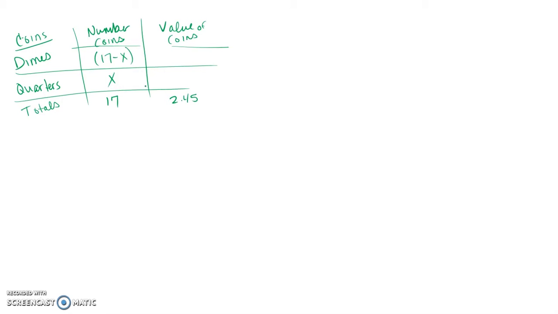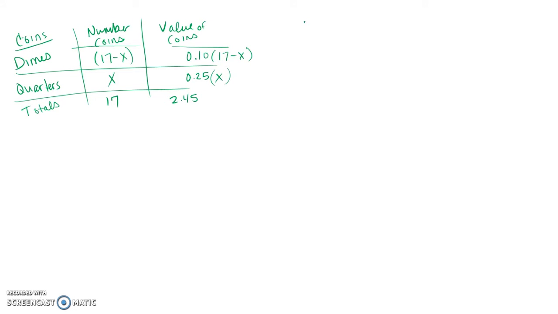Then we need to talk about our values. Well, how much is a dime worth? A dime is worth 10 cents. A quarter is worth 25 cents. And our total value of coins is going to be this times that. So it'll be 0.10 times 17 minus x, and 0.25 times x. And these things added together will equal $2.45. So that's where we get our equation from.